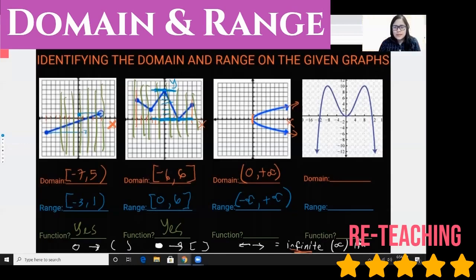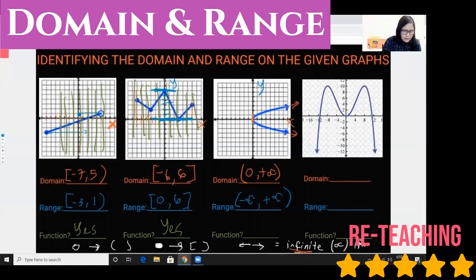So that means negative numbers on the y-axis, going up and going down, are all included. All negative numbers and positive numbers on the y-axis are included in the range of that graph.